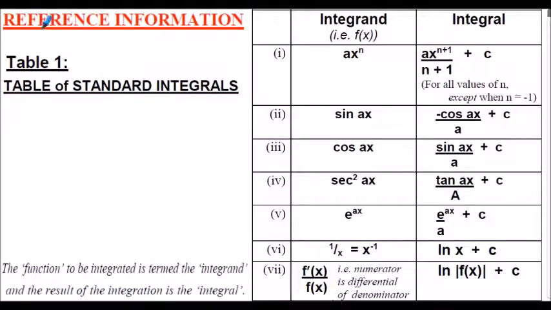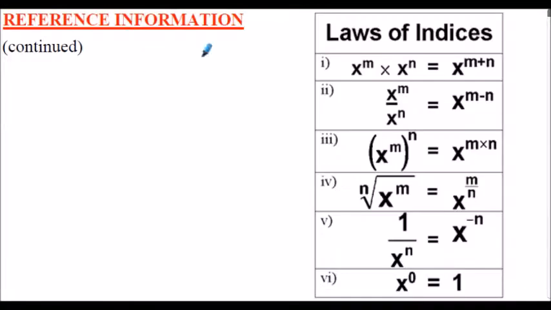And here's some reference information. Table 1 here is the table of standard integrals. We referred to this table in our previous presentation where we introduced the integration process. And reference information continued. I've restated the laws and the rules of indices in this table, as in some instances these will help us simplify the integrals we're going to solve.